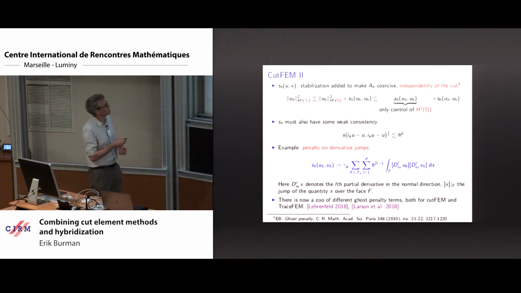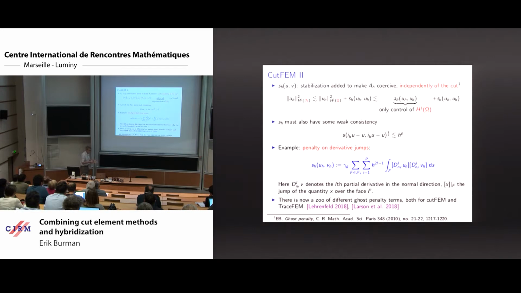And one possibility here is to have a penalty on the derivative jumps over the faces in this interface zone. So this is, of course, for piecewise linears, this is okay. For piecewise quadratics, you need another term. But then, of course, you need a lot of terms if you go to higher order polynomials. But there is a zoo of different such ghost penalty terms that have been cooked up now, both in the case of cut-FEM, so for the fictitious domain case, or for the case of trace-FEM, where you discretize a PDE on the surface. So there's work by Lehrenfeld, and Mats has some work also. So there are some different ideas how to do this.